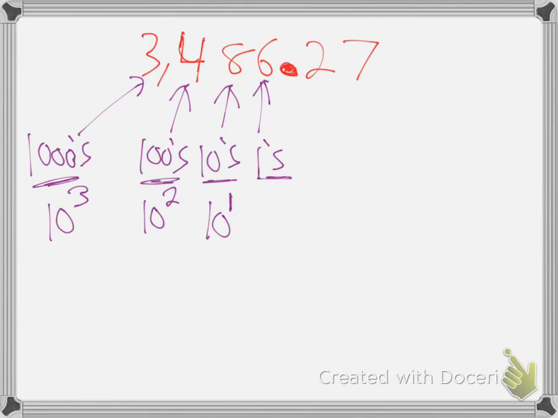What about 1? That's 10 to what power? 0. Remember anything to the 0 power is 1? Okay, now what comes next? Let's keep following the pattern. What's next? Well, the 2 is in the what's place? Tenths, which means 10 to what power? Negative 1. Of course it's got to be by the pattern, right? 3, 2, 1, 0, negative 1. And in fact it is.